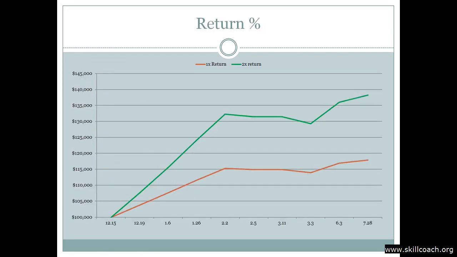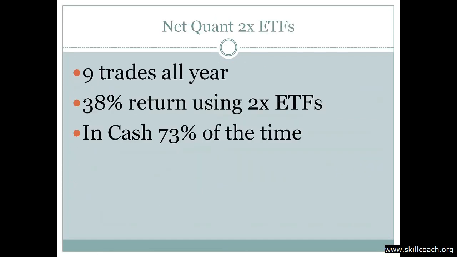And here's the return. The red line is one time, and the green line is 2 times. We're approaching 40% using those double-weighted ETFs. 9 trades, 38%, and in cash, 73% of the time. I don't know anybody that's going to complain much about that.